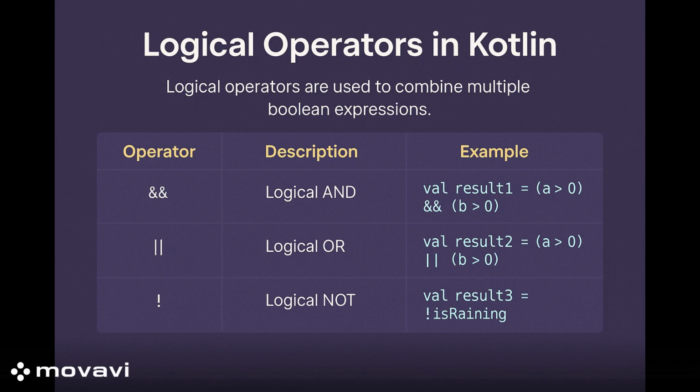Or, logical OR, returns true if at least one condition is true. Logical NOT inverts a Boolean value.